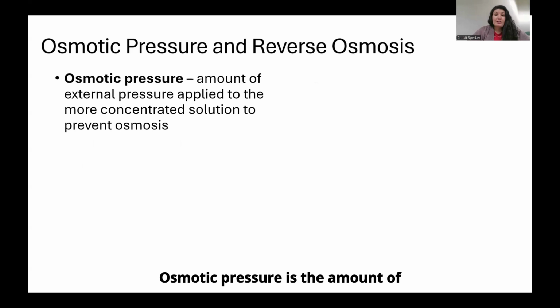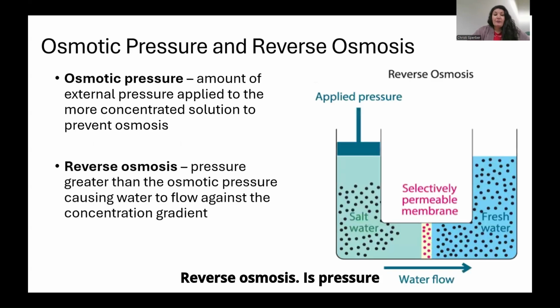Osmotic pressure is the amount of external pressure applied to the more concentrated solution to prevent osmosis. Reverse osmosis is pressure greater than the osmotic pressure, causing water to flow against the concentration gradient. So osmosis is what happens naturally. Reverse osmosis is adding pressure to have things go against the concentration gradient.